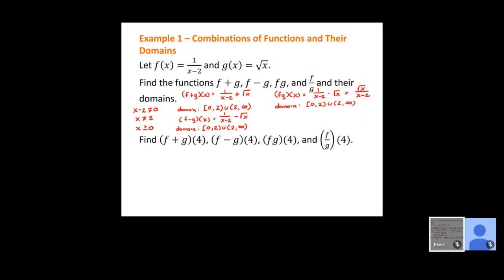And if you forget that, you can still look at the final answer that we got there. We still have that square root. That means x has to be greater than or equal to 0. We still have x minus 2 in the denominator. That means x can't be equal to 2. That's going to give us that same domain here. Any questions on the multiplication?